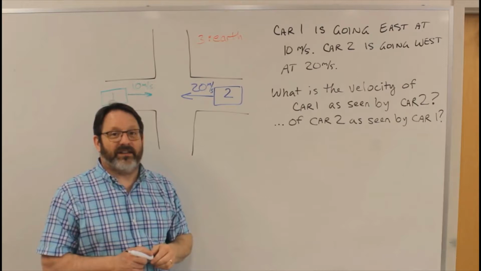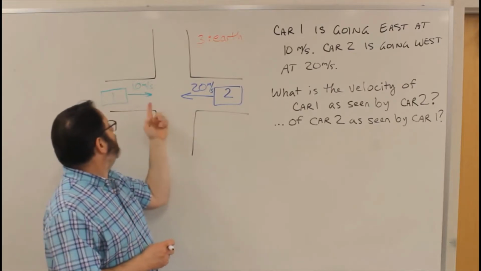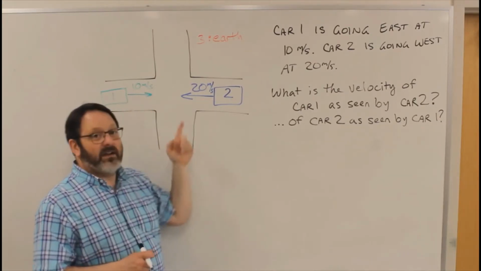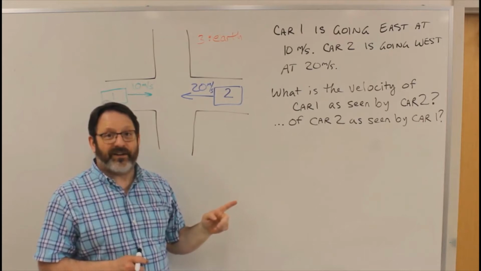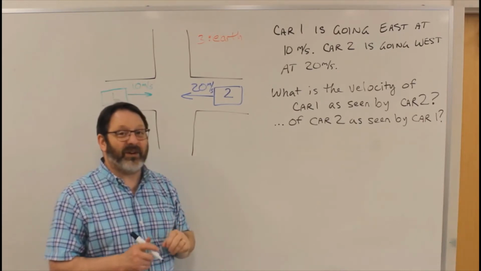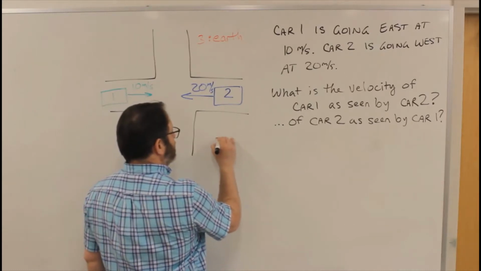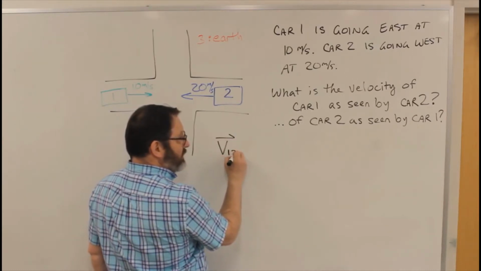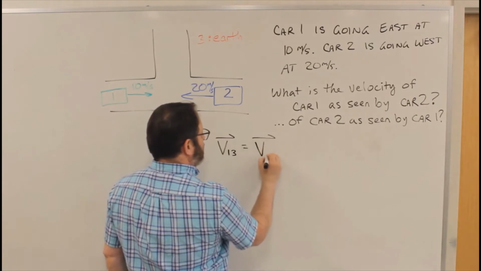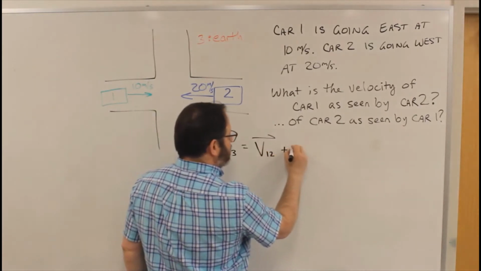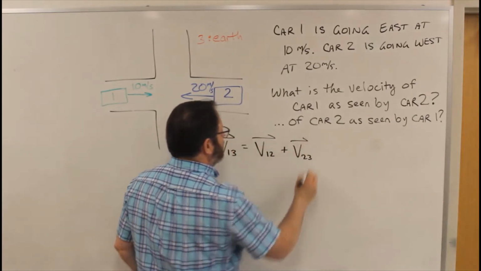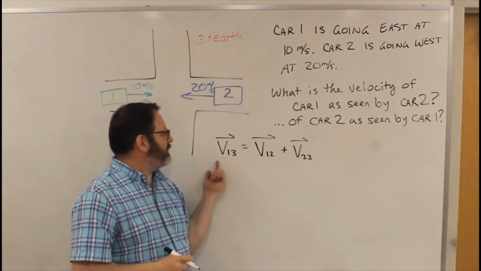Probably you can look at this and say, well, I know that if this is 20 and 10, it's going to be 30. All right? I want to show you how the equations that we have show that that's true. This is this weird looking equation. So V13 is V12 plus V23. So this is our mathematical model that we're using.